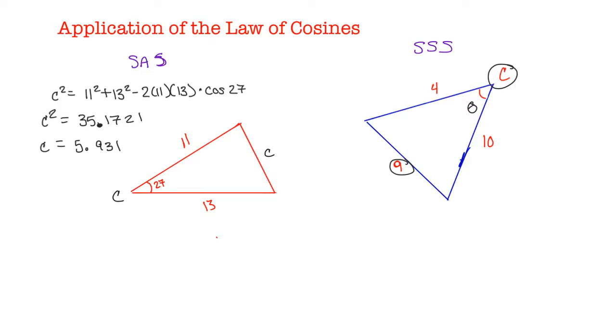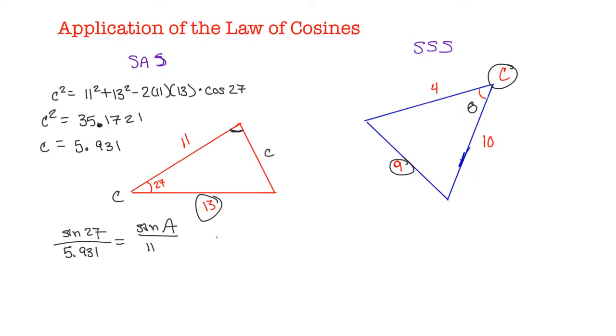All right, so then we can go from there to also be able to figure out our other angles. So we could also then set up the law of cosines, where this could be angle C if we want, or we can use the law of sines, where we can do sine of 27 over 5.931 is equal to sine of A over 11, and then we can solve for angle A and then solve for angle B.